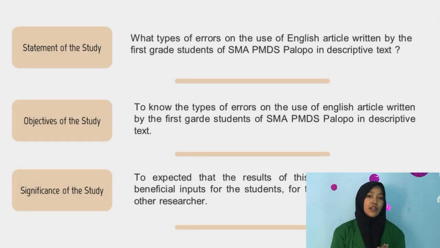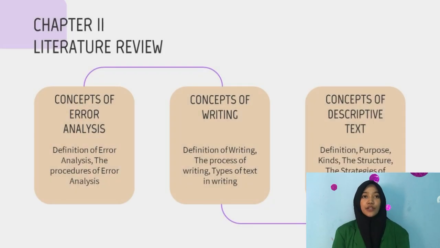Next is about statement of the study. What types of error on the use of English article written by the first grade student of Senior High School PMDS Palopo in descriptive text? Next, objectives of the study. To know types of error on the use of English article written by the first grade student of Senior High School PMDS Palopo in descriptive text. Last, significance of the study. To expect that the result of the study will give some beneficial inputs for the student, for the English teacher, and other researcher.